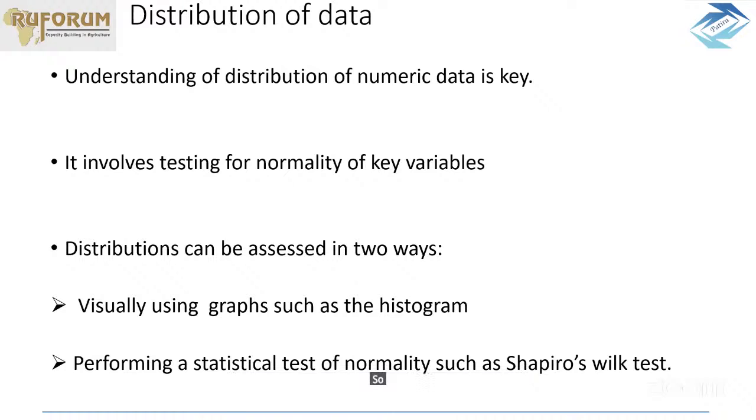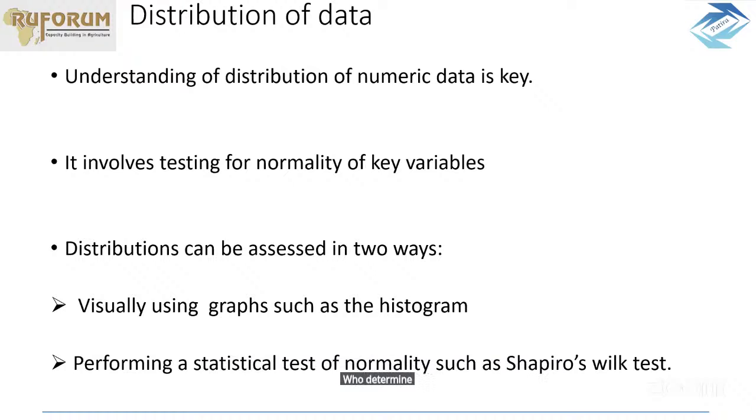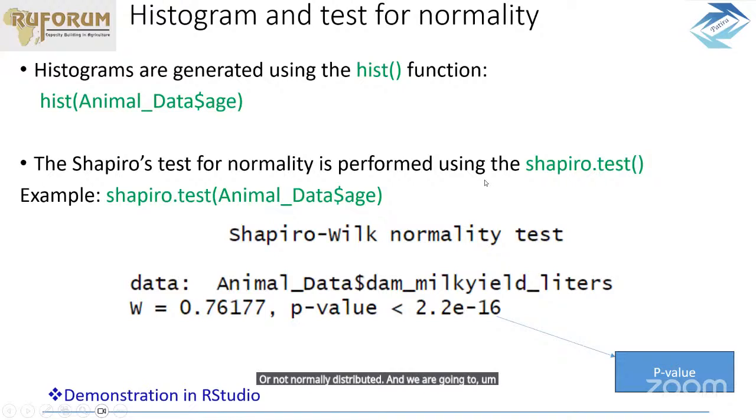So there are 2 ways. We have the visual approach, which we usually do using the histogram, but we also have a statistical test of normality called the Shapiro-Wilk test. This test helps us to determine clearly if data is normally distributed or not normally distributed. And we are going to do both.